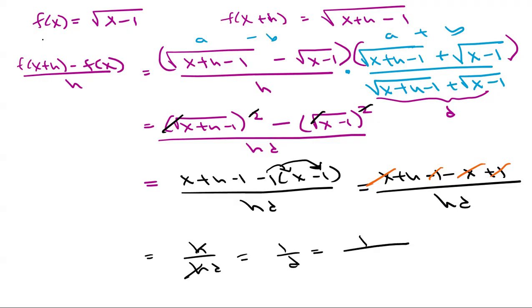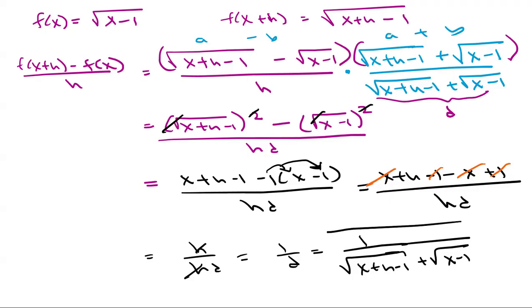Okay, now we know what the uppercase D here is, and we represented it by this term. So we're just going to substitute that information back. So we have the square root of x plus h minus 1 plus the square root of x minus 1. And then that will be our answer there.